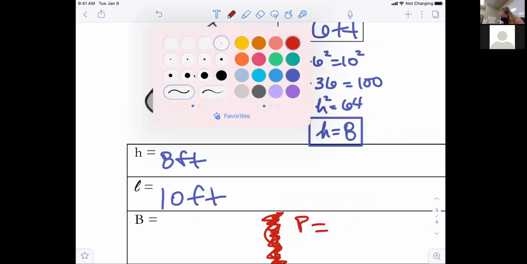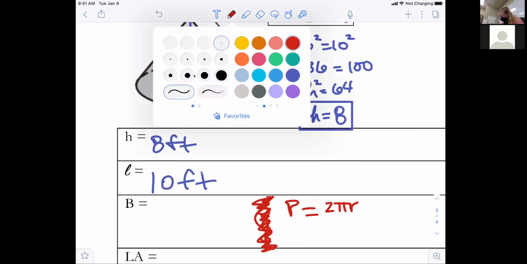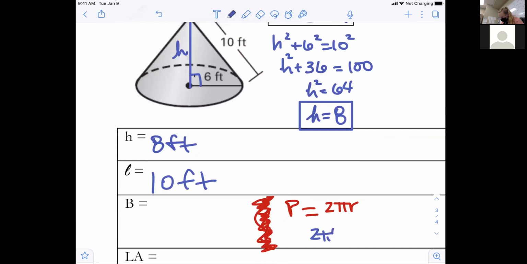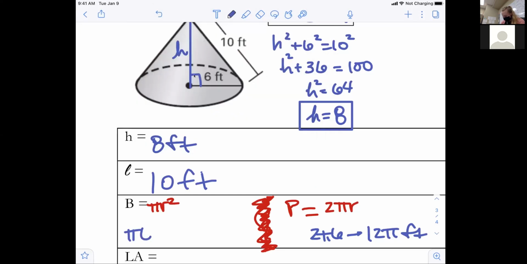Remember, perimeter is 2 pi r, so that's 2 pi 6, which is 12 pi feet. And then my base is pi r squared, which is going to be pi 6 squared, which is 36 pi feet squared. And I'm going to have to use all 4 of these to find the next 3 things.